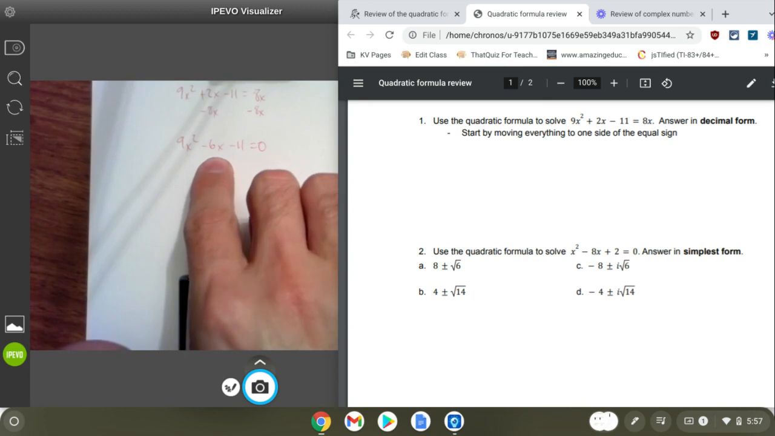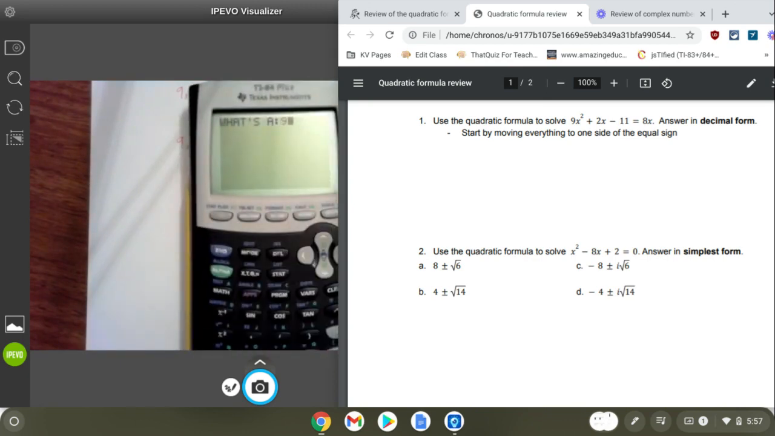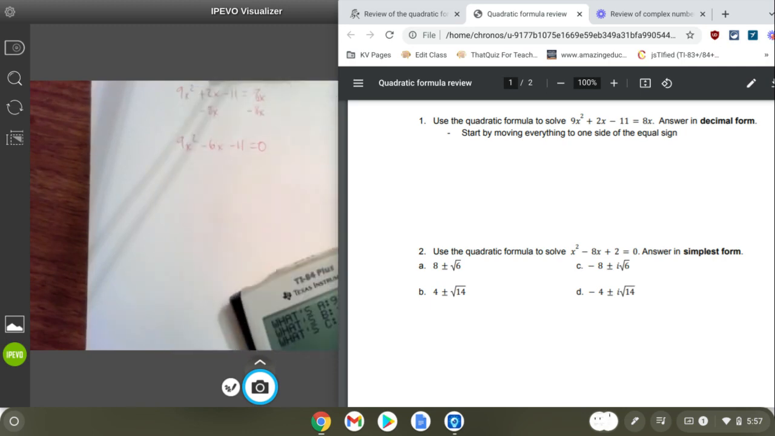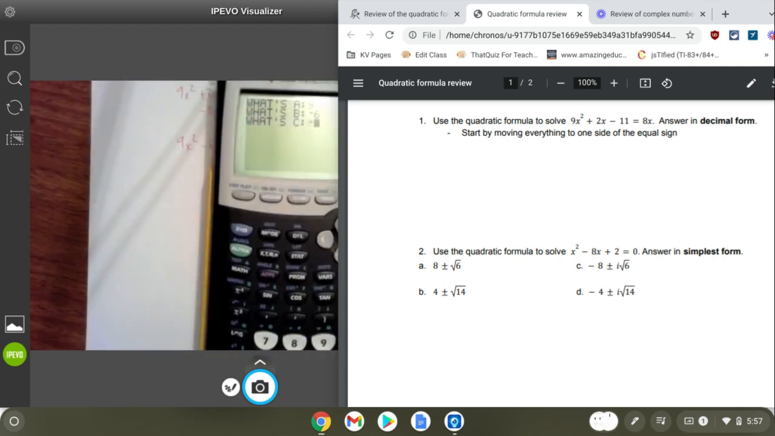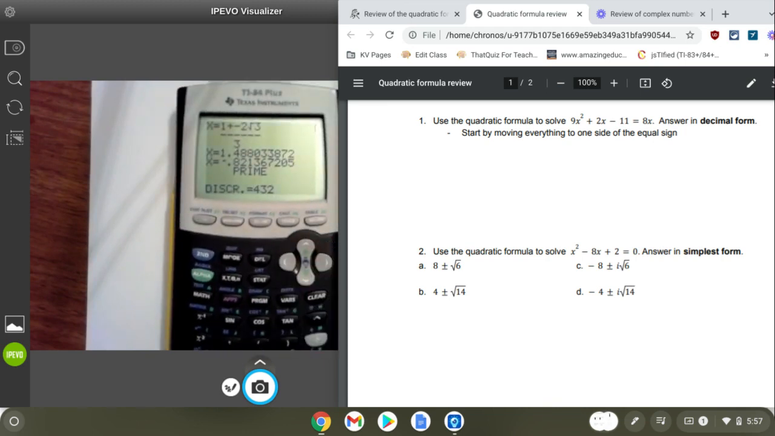My B is going to be -6. Enter. And then for C, it was -11. There we go. All right, so it gives you your answer in decimal form, and it'll also give the exact form as well. Okay.